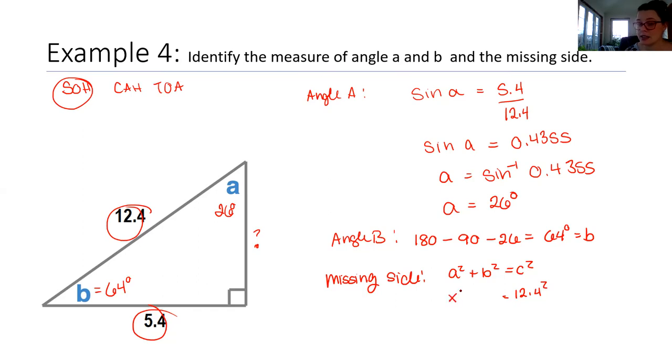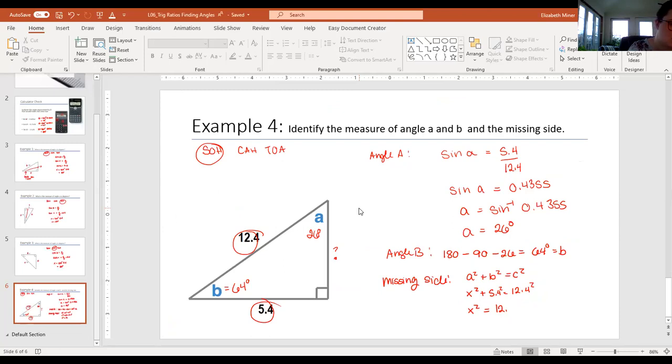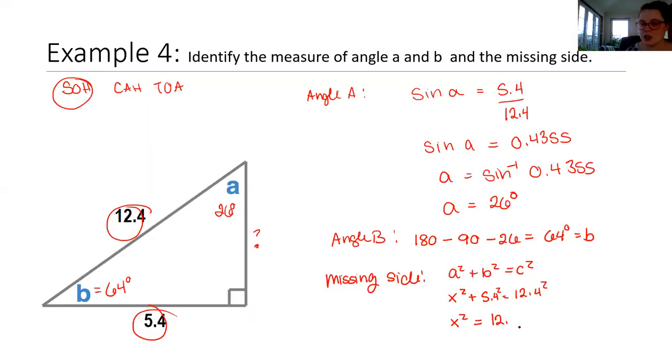I'm going to say A is X. That's the side that I want, so X squared. I'm not using A because we had an angle A, plus 5.4 squared. If you put that into your calculator, I'm going to let you do the rearranging. So X squared is equal to 124.6, and then we take our square root. Taking that square root is really important, and X is equal to 11.2.